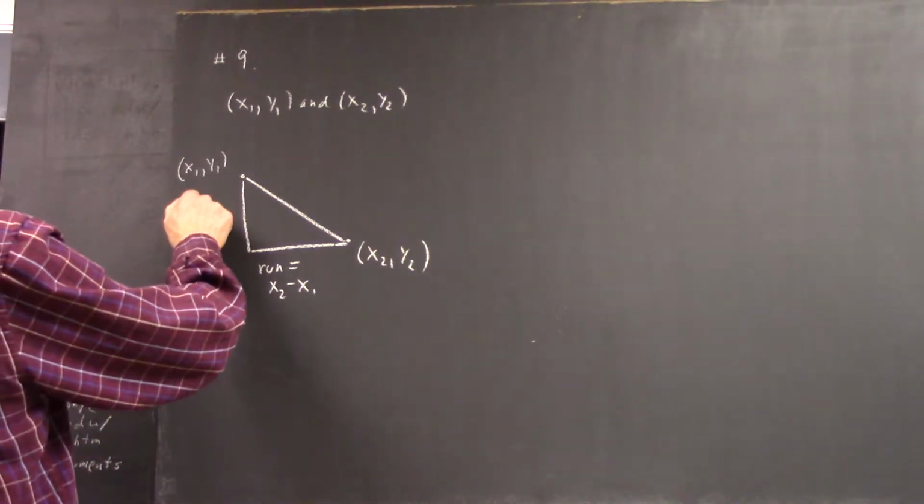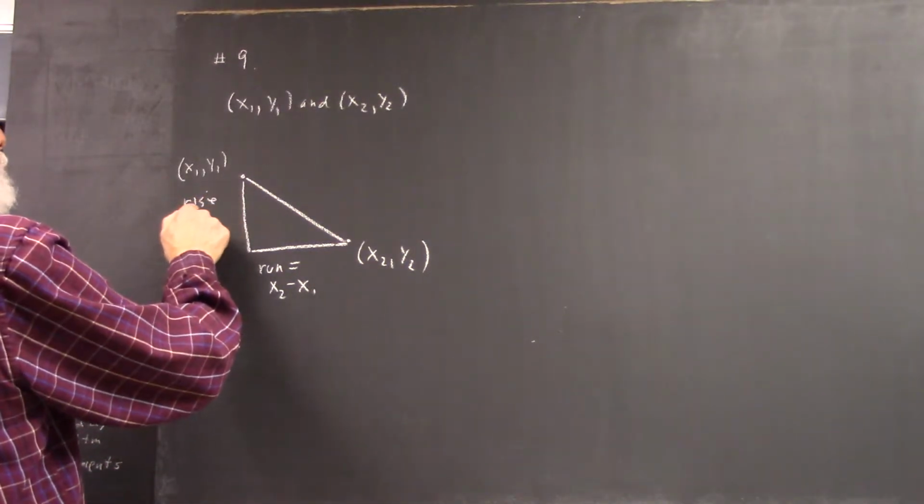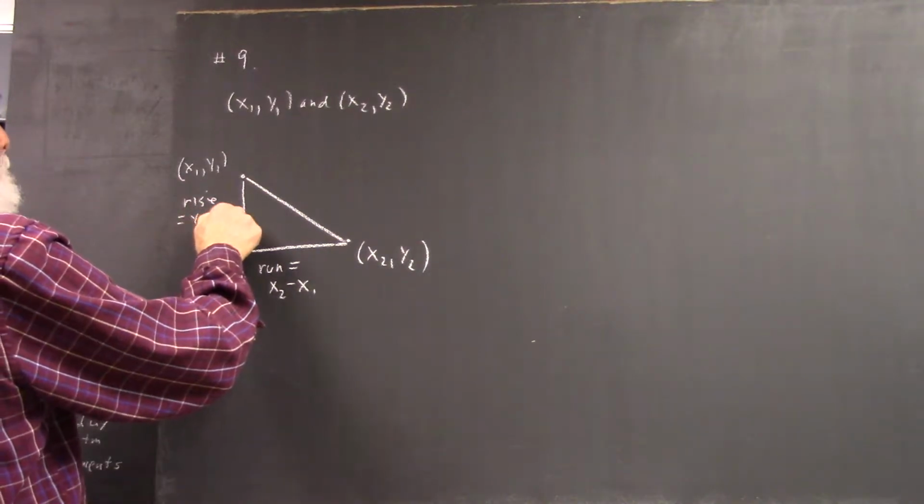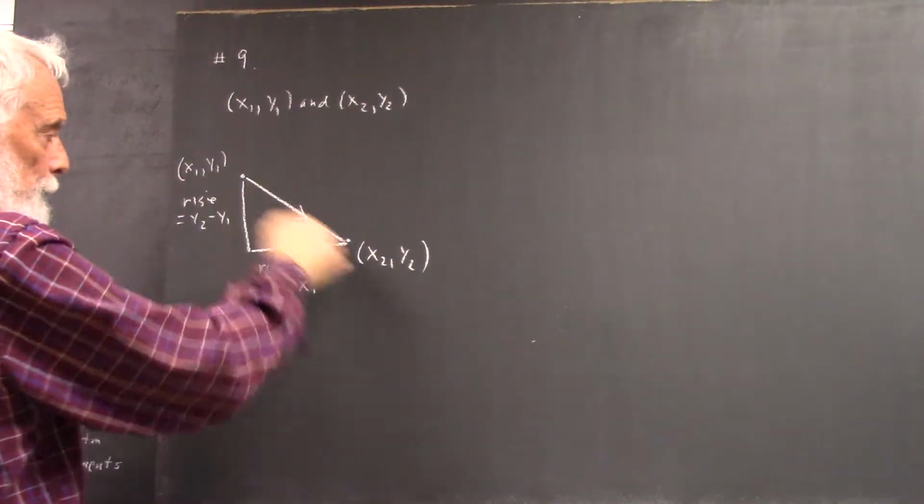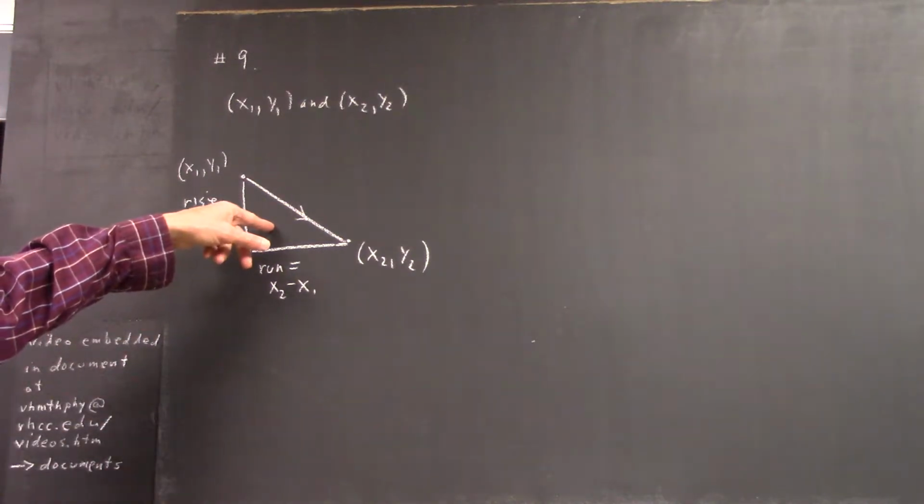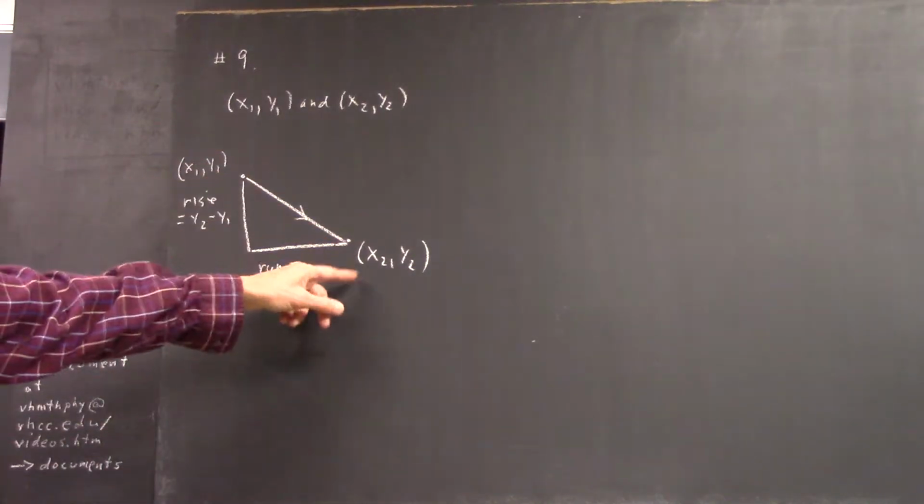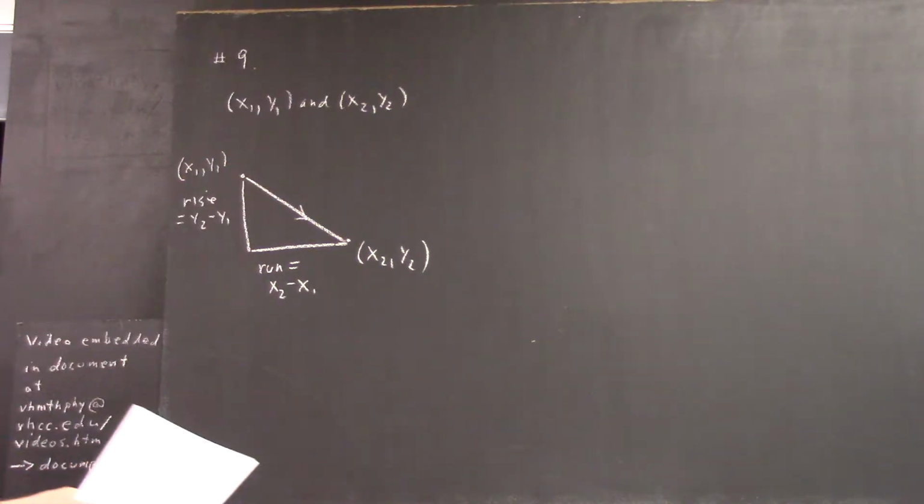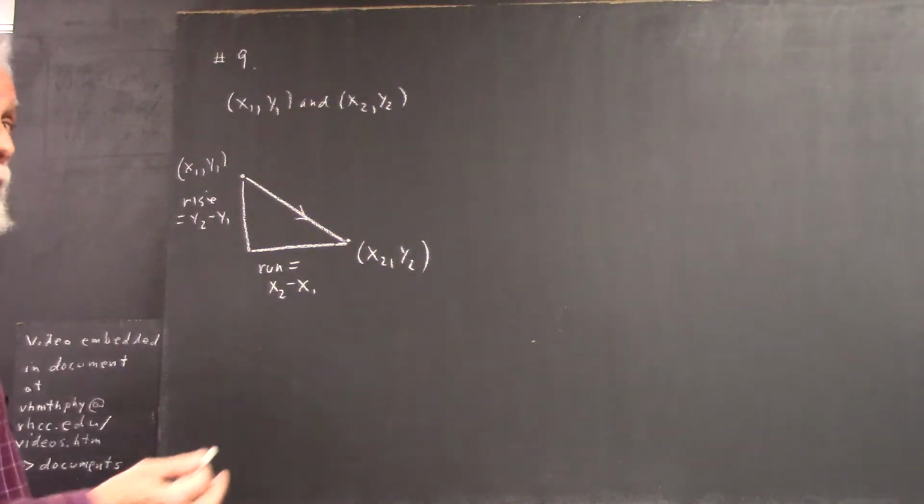And the rise is y2 minus y1. Now we're going to go in this direction so we know which one to subtract from which. Okay? So we generally go from 1 to 2. Okay? So now what?